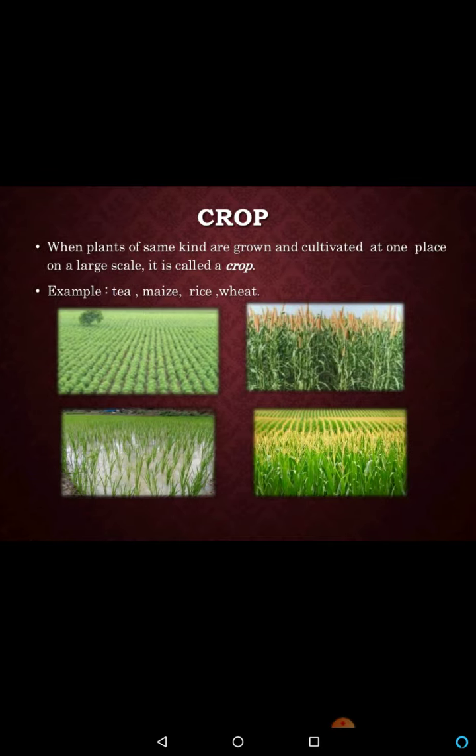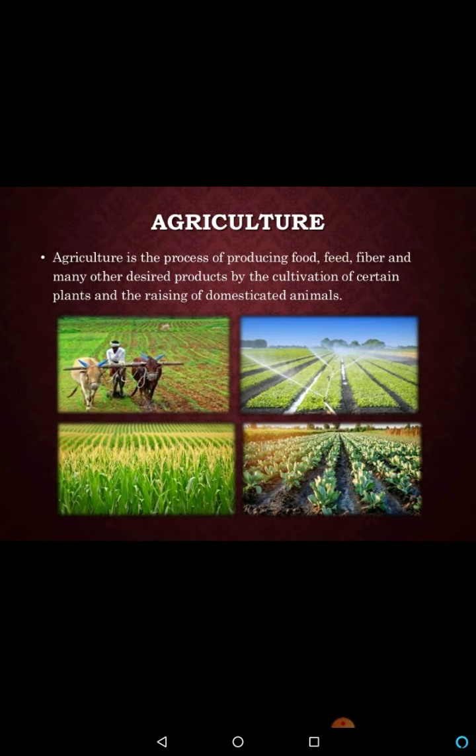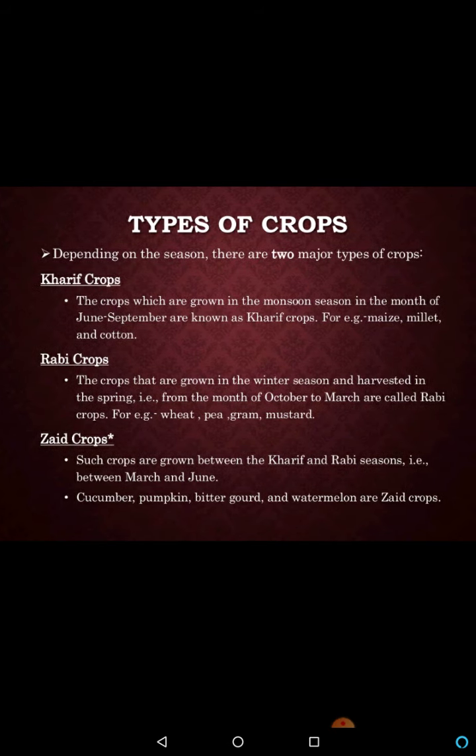So, crop. When plants of same kind are grown and cultivated at one place on a large scale, it is called a crop. Example: tea, maize, rice, wheat, etc. Next one is agriculture. Agriculture is the process of producing food, feed, fiber, and many other desired products by the cultivation of certain plants and the raising of domesticated animals. So, next is types of crops.